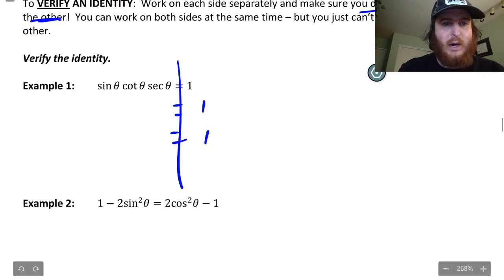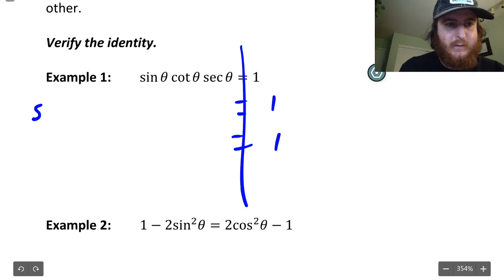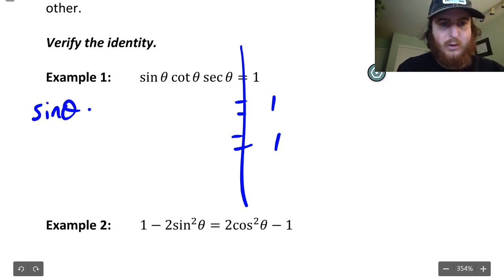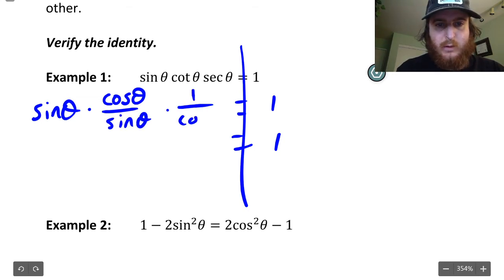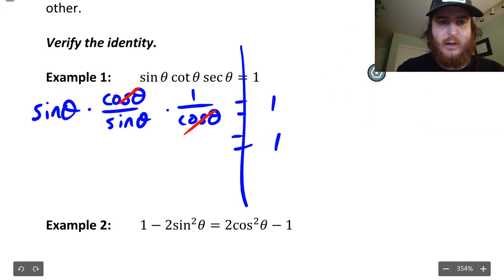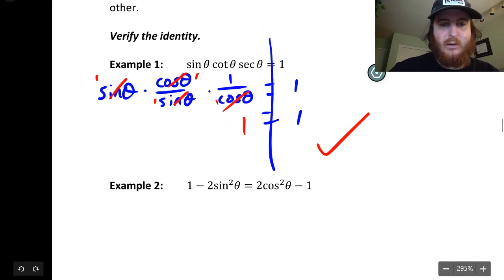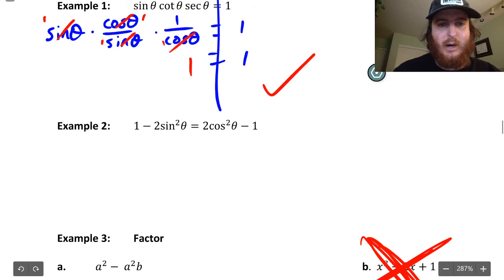So sine theta, cotangent theta, secant theta. I'm going to do that same thing that we just did. I'm going to leave sine theta alone. Cotangent theta we're going to write as cosine over sine. And secant was 1 over cosine. So now what can we cross cancel? We can cross cancel cosine thetas, those become 1. Sine thetas, those become 1. So we get 1 equals 1, put a check mark, and we're done. So that's kind of how that goes.